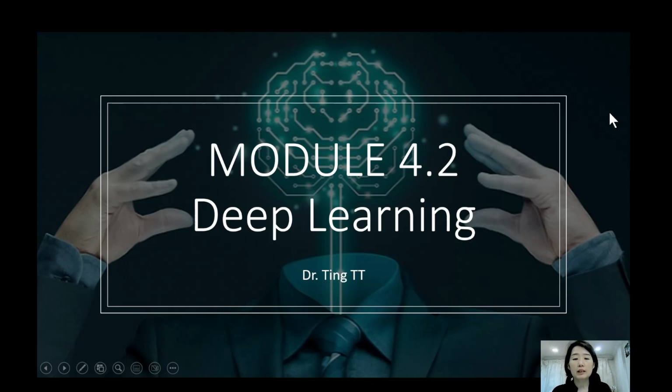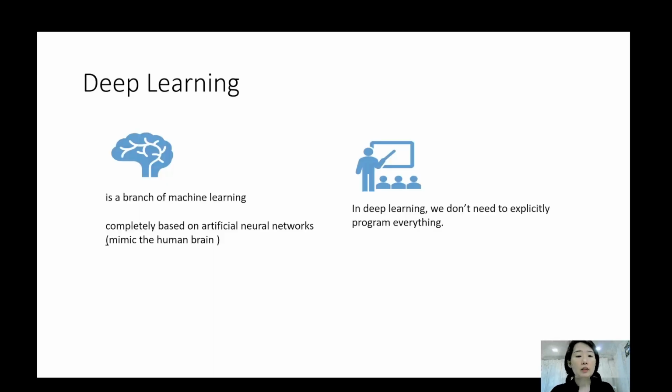Good day, I'm Dr. Ting, and in this module 4.2, we are going to further discover deep learning, a subfield under machine learning. So deep learning is a branch of machine learning completely based on the artificial neural networks which mimic our human brain, how our human brains are working. In deep learning, we don't need to explicitly program everything, so we reduce the human intervention.